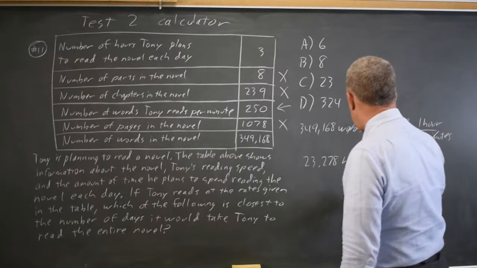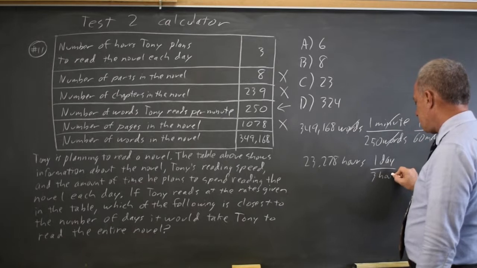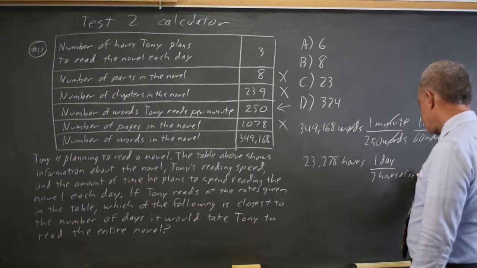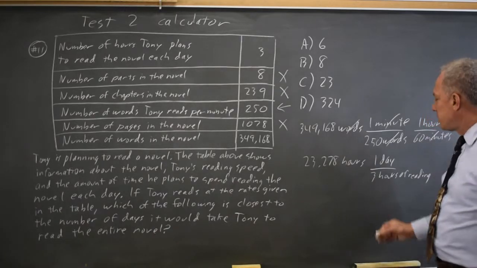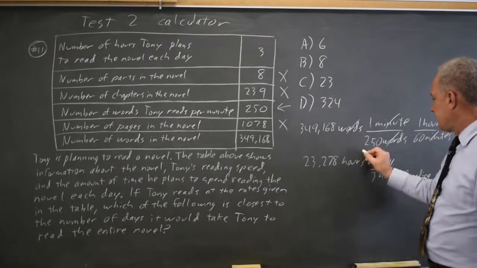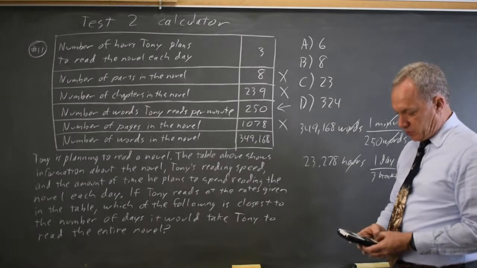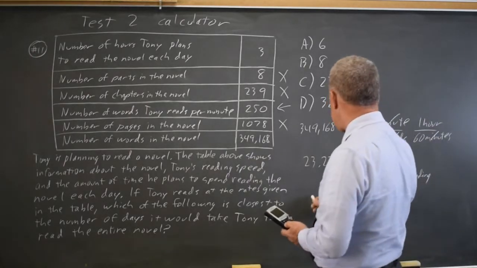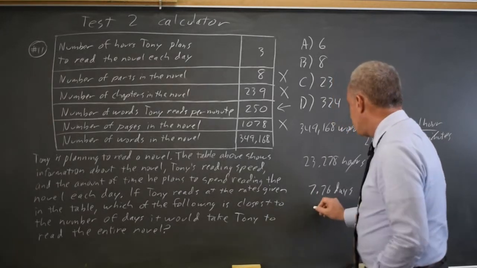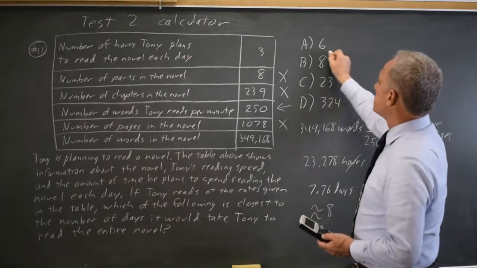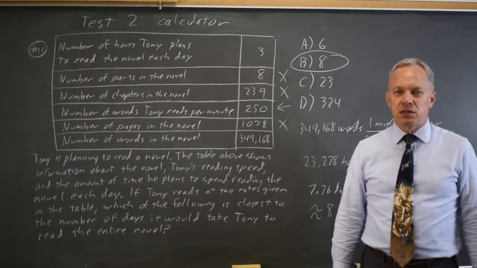So if I multiply by 1 day over 3 hours of reading, because even though 1 day equals 24 hours, 1 day of reading equals 3 hours of reading, the hours of reading cancel, and we're left with 23 over 3, which is 7.76 days of reading, which is about 8. That would be choice B, because they asked which is closest to the number of days.